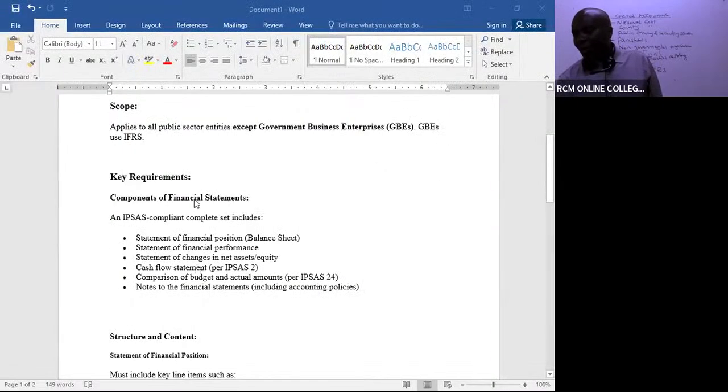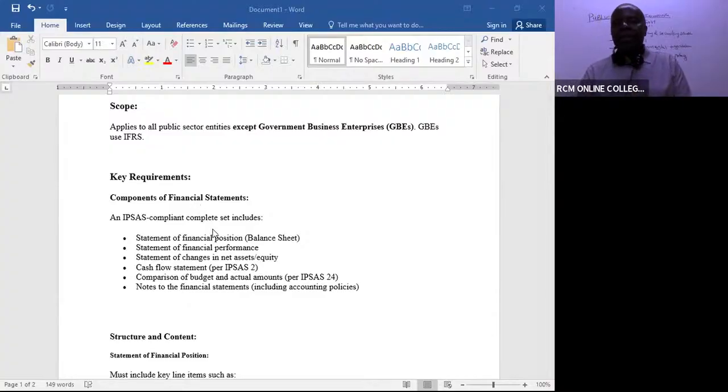Now, ladies and gentlemen, the key requirements, components of financial statements. An IPSAS compliant complete set. When I come to your secondary school, now that we have gone what we call IPSAS accrual, when you call me to come and audit, and I wish very soon the government will be able to give my audit firm, IRA & CO, an opportunity to audit secondary schools.